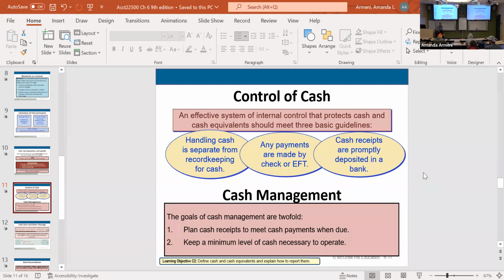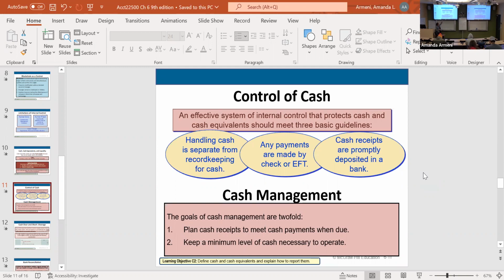Then the second thing that I want to talk about with cash, before we get into the accounting for cash, is about cash management. Okay, so two general principles of cash management are that we want to plan our cash receipts for when we have to make cash payments, and we want to keep a minimum level of cash on hand. So as little as we possibly could need, keep that on hand.